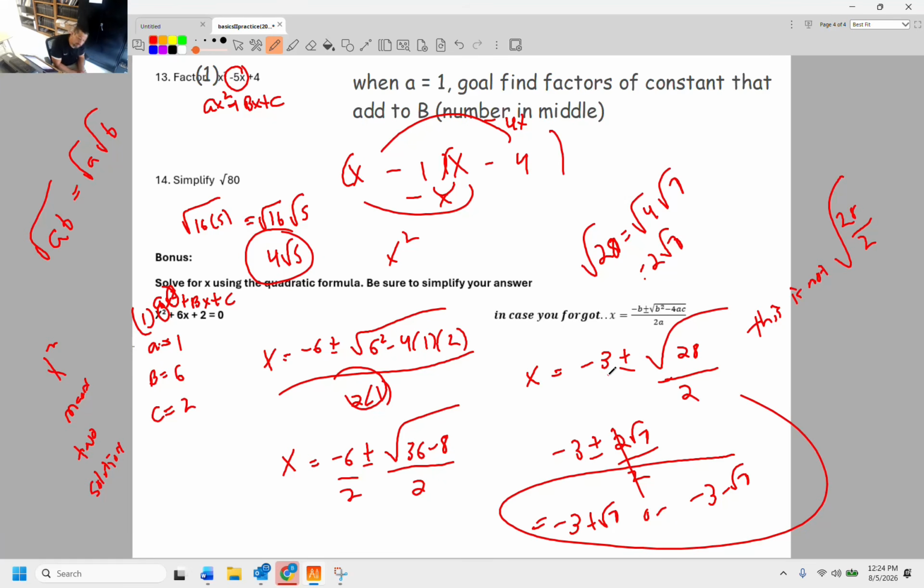And that is your basics quiz practice sheet for Friday.